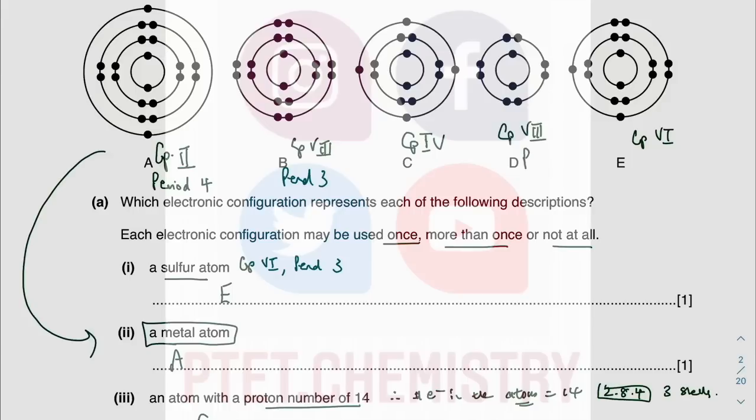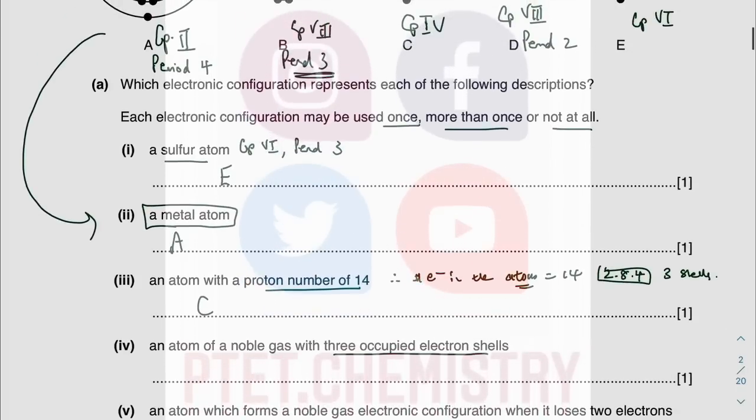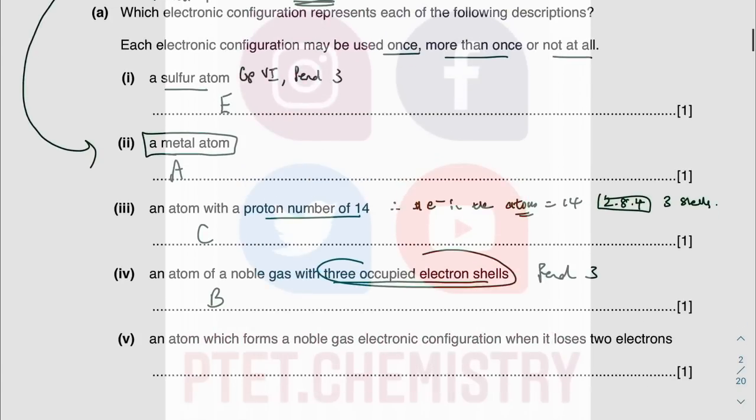These are only 2 filled electronic shells, whereas this one, number B, has 3 filled electronic shells. So we're looking at 3 filled electronic shells, meaning period 3, not period 2. Next bit, an atom which forms a noble gas electronic configuration when it loses 2 electrons.